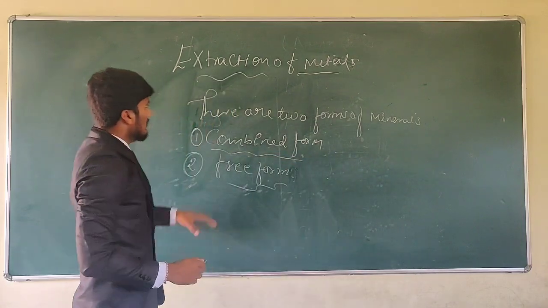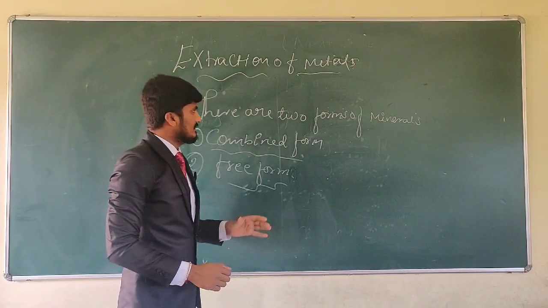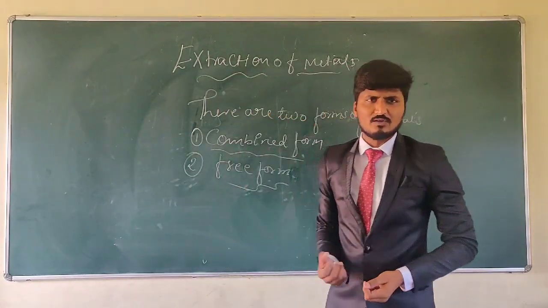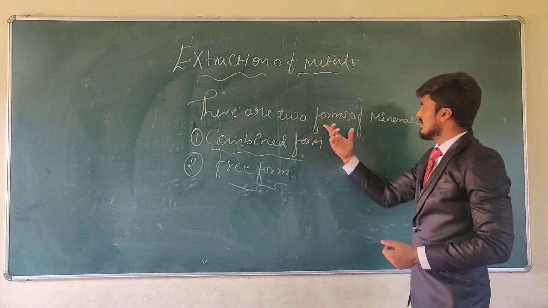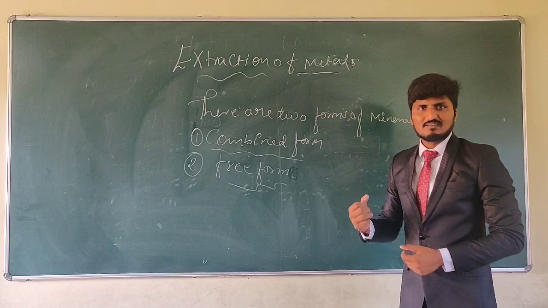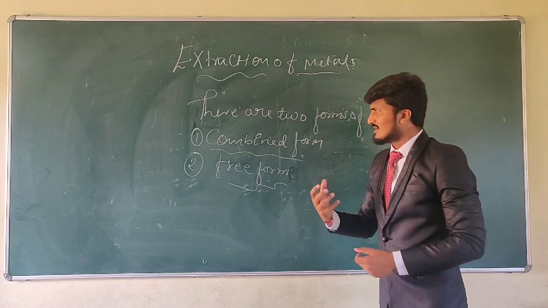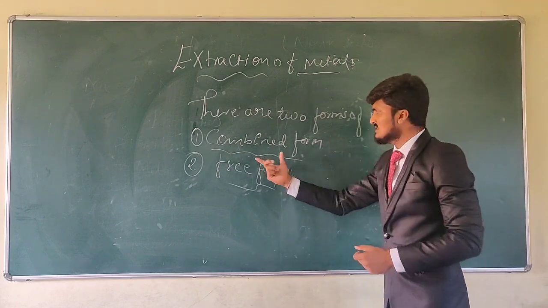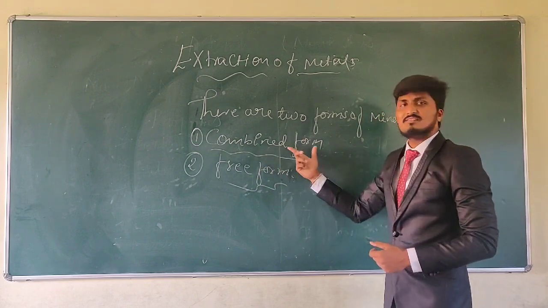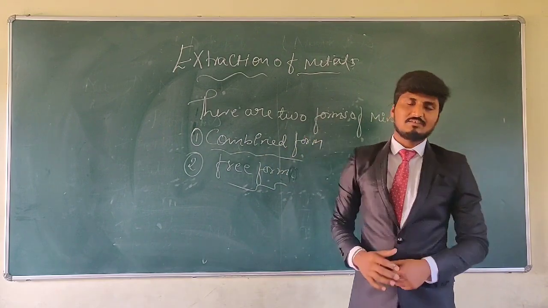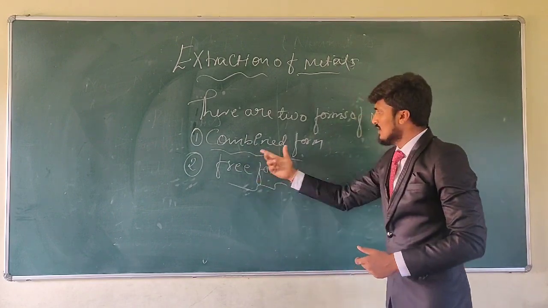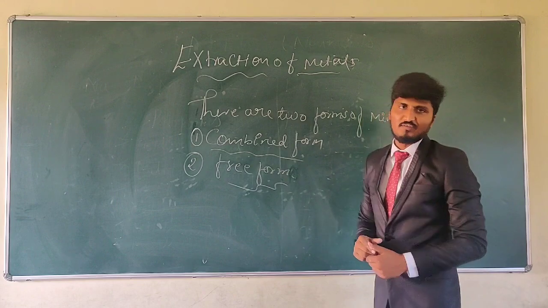Why I said this? Because when we are going to extract the metals, we are going to dig the earth, meaning in the earth crust we are going to get the metals. So there are two forms in which we get the metals from the earth crust. Metals are elements which are obtained in two forms: one is combined form and one is free form, based on their chemical reactivity. I already told you, combined form and free form.